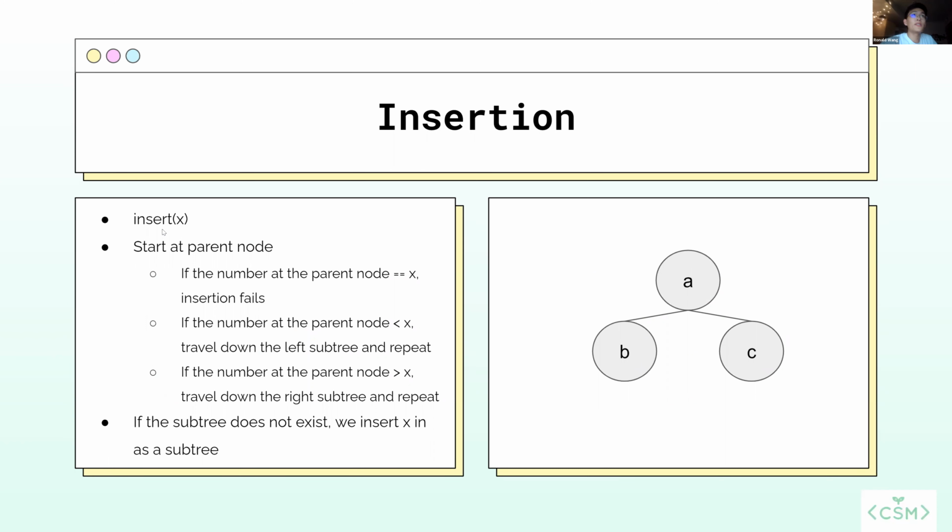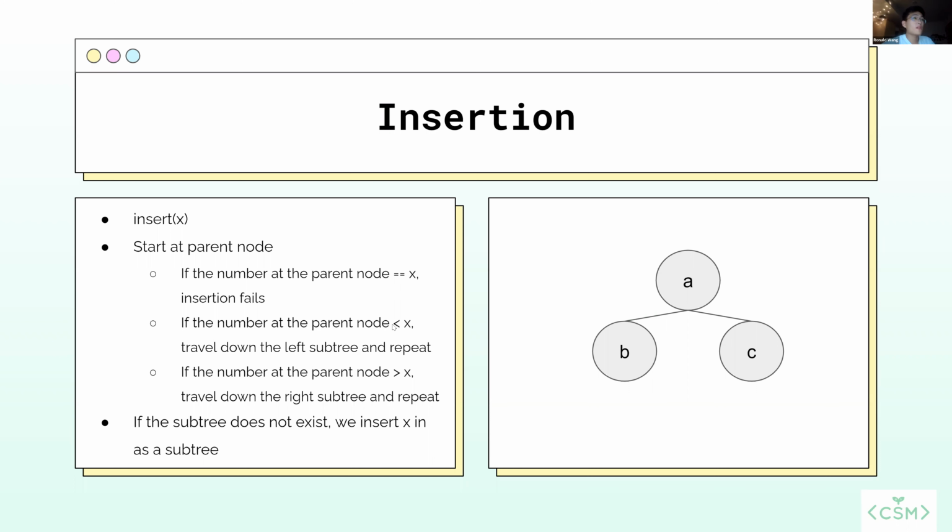Insertion is usually called using insert X. This is a recursive function, all right? So we're going to start at the parent node. And if the number at the parent node is equal to X, then insertion fails. So in other words, a binary search tree cannot have non-unique values. Every single value must be unique. And that also makes sense, right? Based on our understanding of how binary search works.